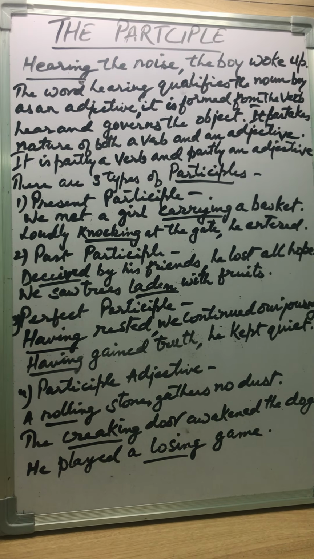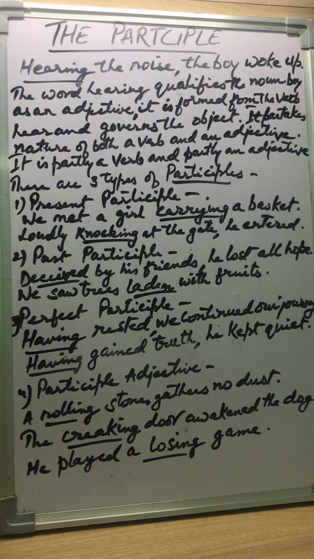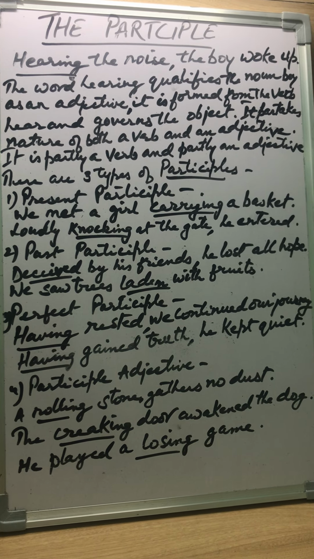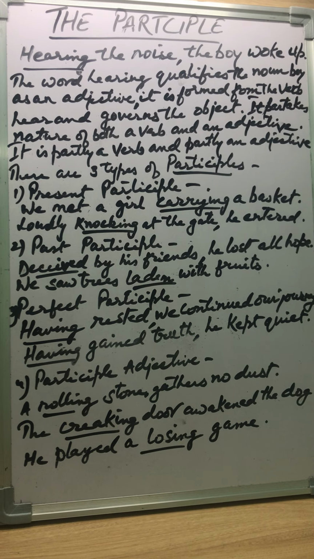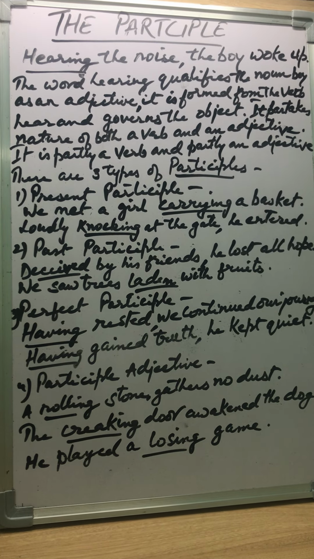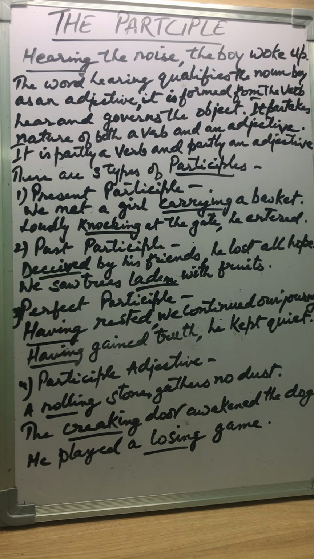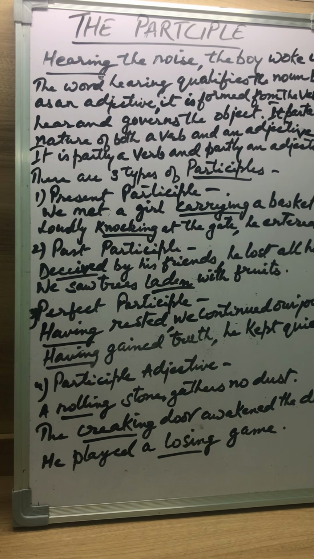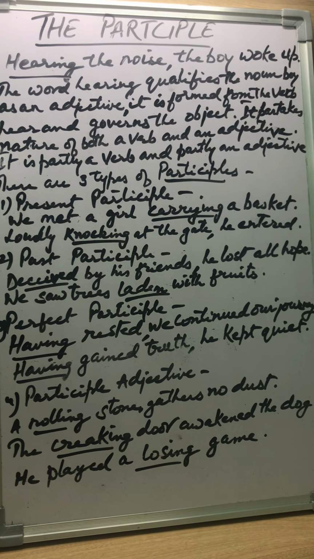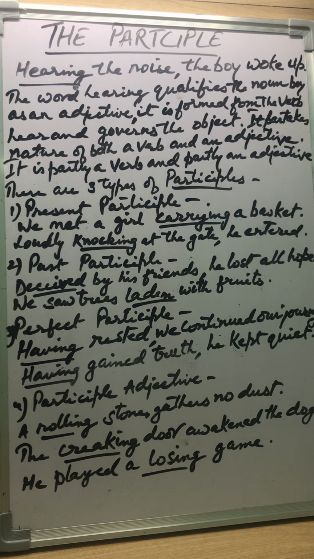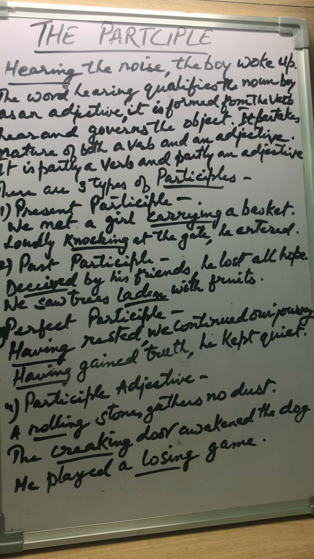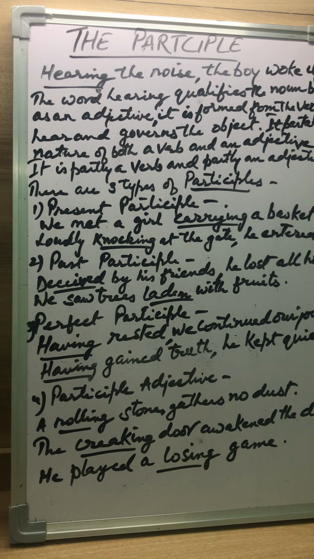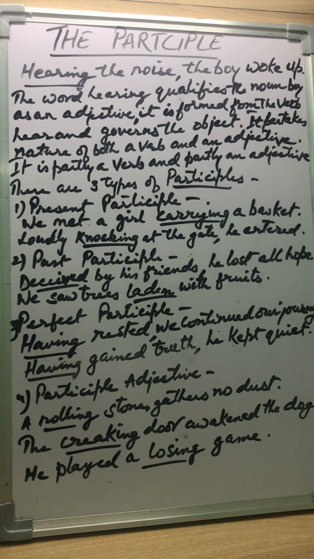Just read this sentence. Hearing the noise, the boy woke up. The word hearing qualifies the noun boy. As an adjective, it is formed from the verb hear and it governs the object, the noise. It partakes of the nature of both a verb and an adjective. It may be called a verbal adjective. So we can say that a participle is a word which is partly a verb and partly an adjective. A participle is that form of a verb which partakes of the nature both of a verb and an adjective.